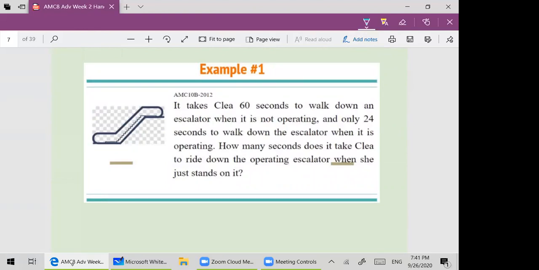So here's your first example. These kinds of problems are easier if you write them down on paper because it's less likely that you will mess up and it's more organized that way.